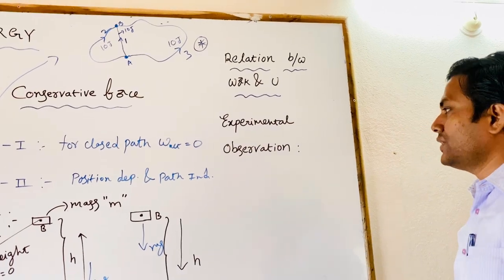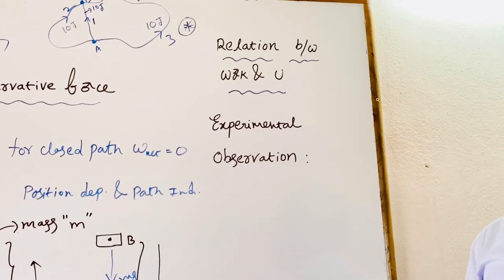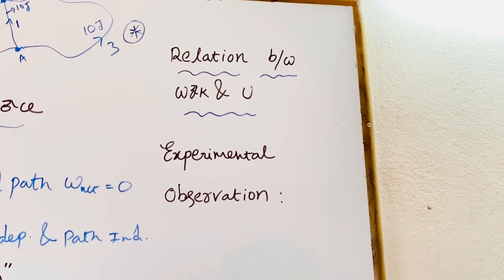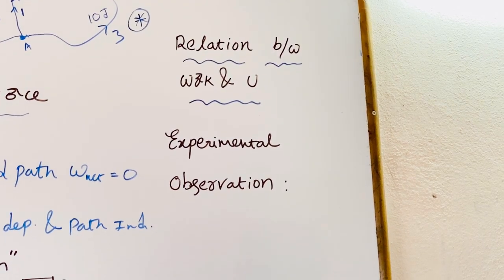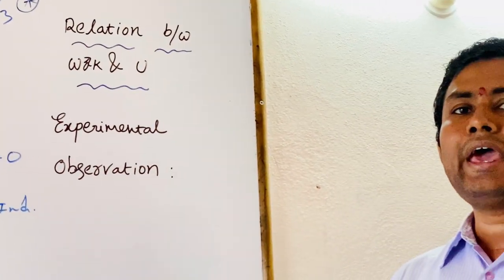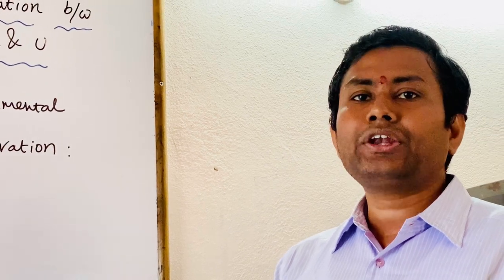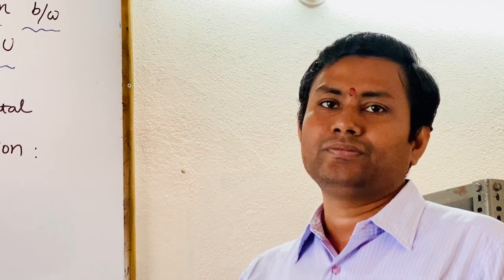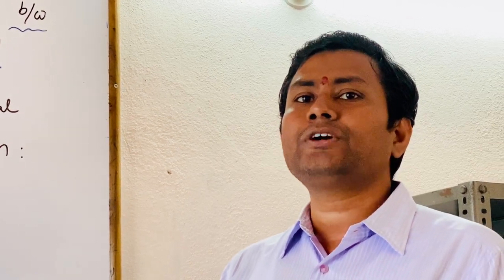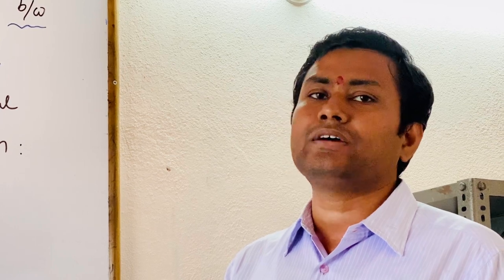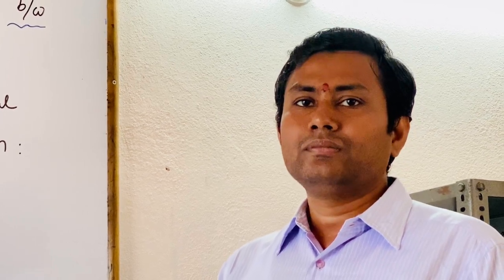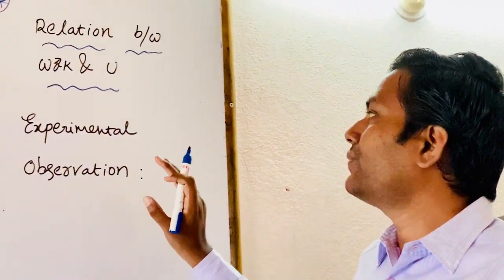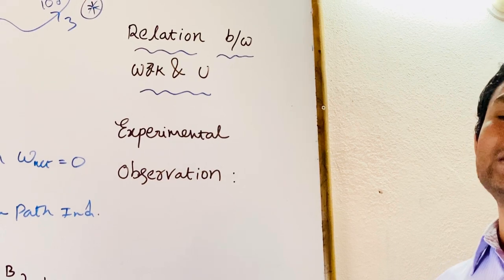Next, one more important thing. Whenever you see the presence of a conservative force, definitely we have potential energy. Potential energy is the energy that arises due to the action of the conservative force acting on the object whenever the object is changing its position. When there is a change in the position of the object under the presence of a conservative force, the energy that exists is potential energy.